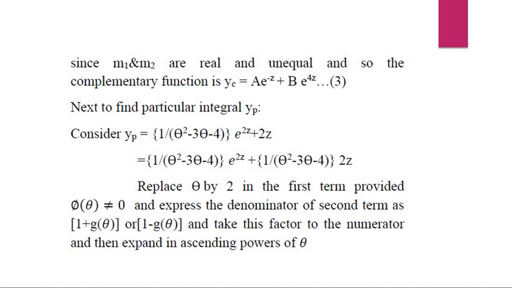For that, we consider yp is equal to 1 by phi of theta into f of z. That is 1 by theta squared minus 3 theta minus 4 into f of z, where f of z is e power 2z plus 2z. This is the right hand side of equation 2. Splitting this expression into two parts, we get 1 by theta squared minus 3 theta minus 4 into e power 2z plus 1 by theta squared minus 3 theta minus 4 into 2z.